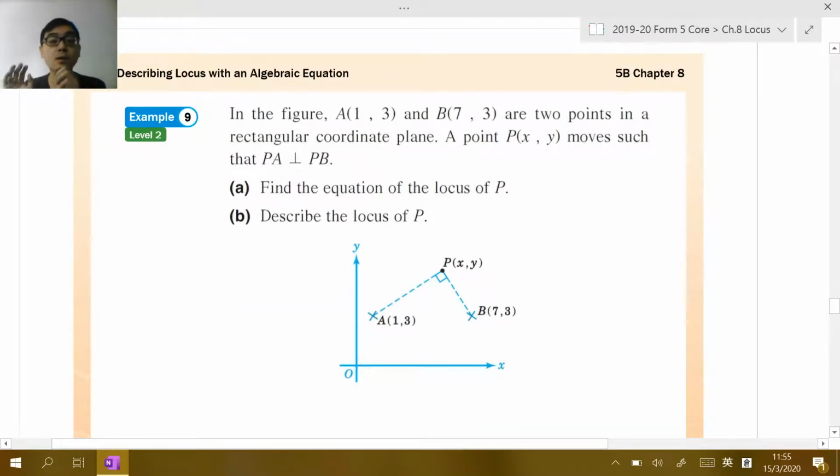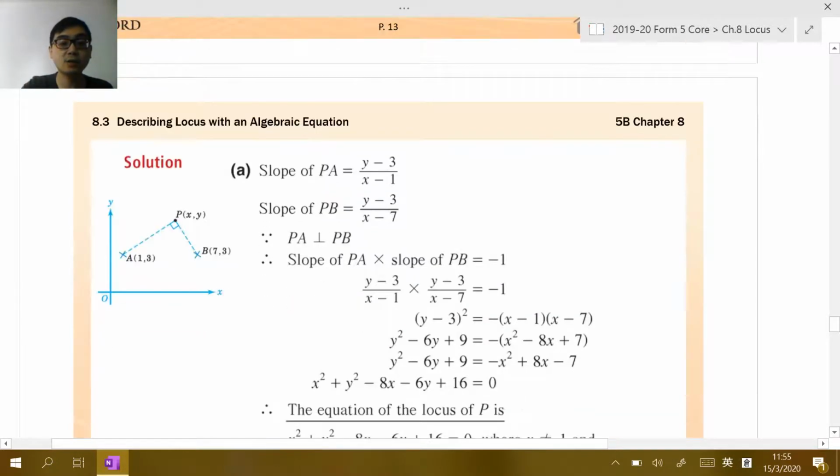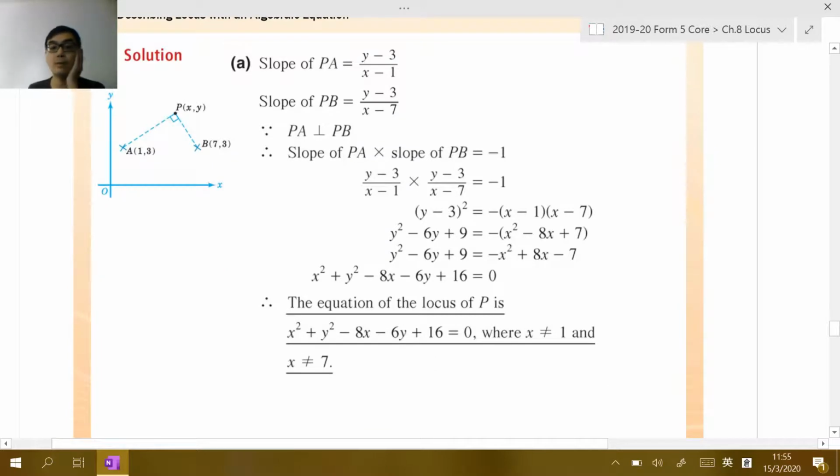Finished. Before I end the clip, remember, as I mentioned, we will ask you a mixed approach in the question. It means I may ask you to use the analytic approach, that is using the slope or distance to find the equation, and then from the equation you have to know the name of the locus, using the geometric or analytic deductive approach. For example, in example 9a here, I first get the equation x squared plus y squared minus x minus 6y plus 16 equals 0. Then you should know this is a circle.